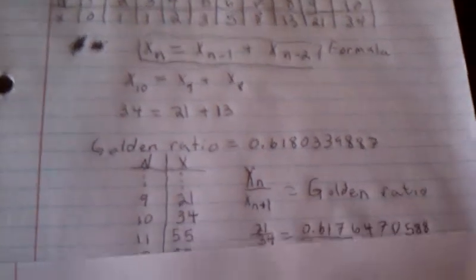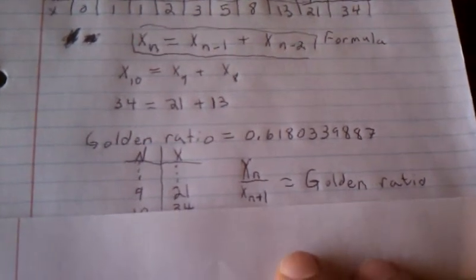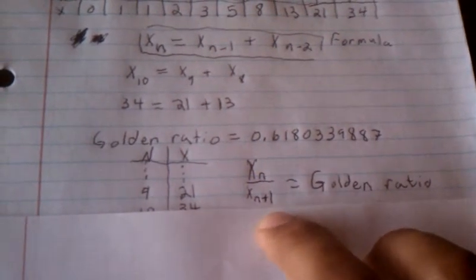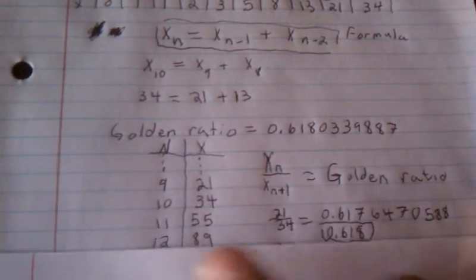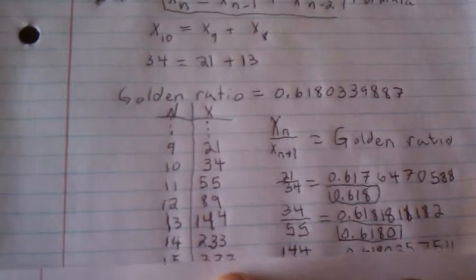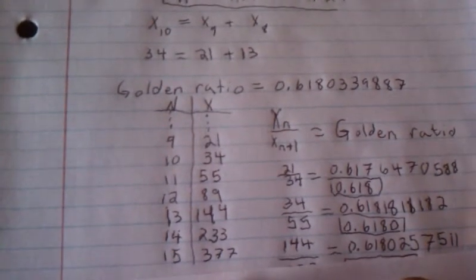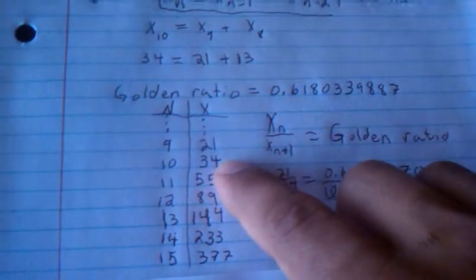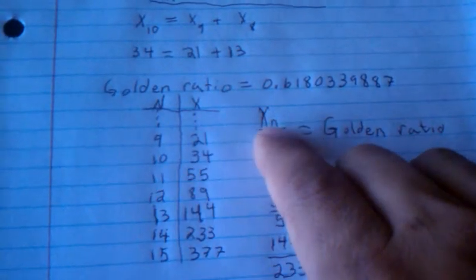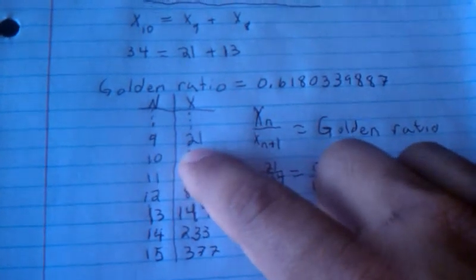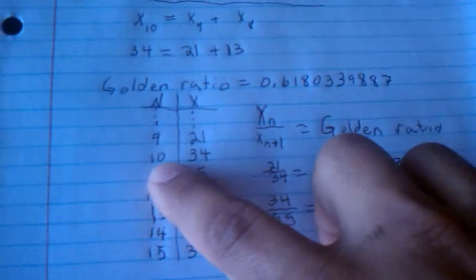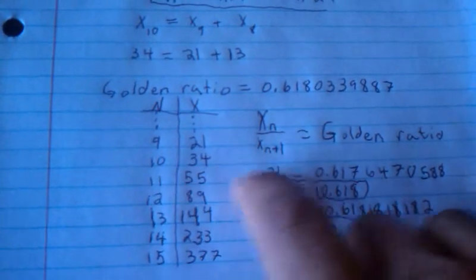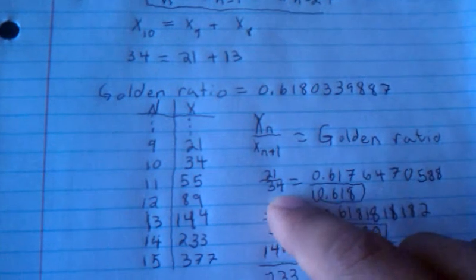Now how we get the golden ratio is pretty simple. It's x of n divided by x of n plus 1. So again, I put the table out here, and I found it easier to draw it up and down this time because we're using just the x values and dividing them. So we'll take x of n, 21. So 21 divided by x of n plus 1, which was 10, the value is 34. So we get 21 divided by 34.